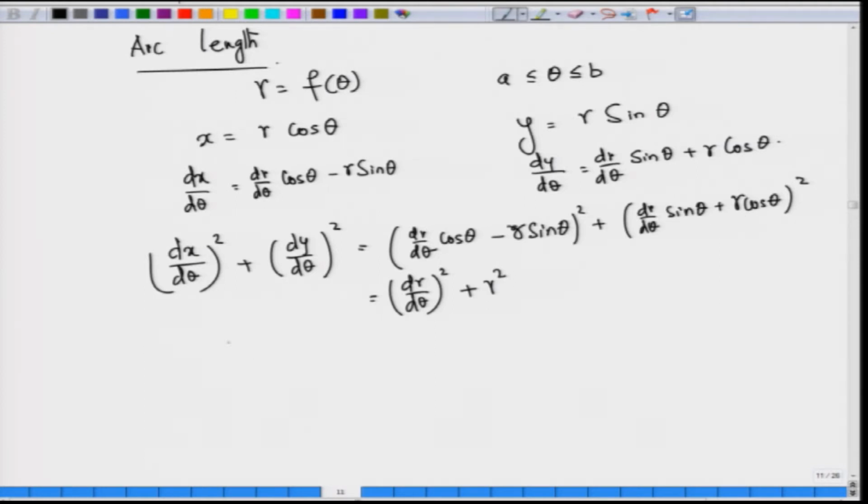So now the arc length we get is L, which is equal to the integral from a to b of the square root of r square plus dr by d theta square, d theta. This is the formula for the arc length in this format. So the method, as we see, we have already done for the parametric curves. Let's do some example.